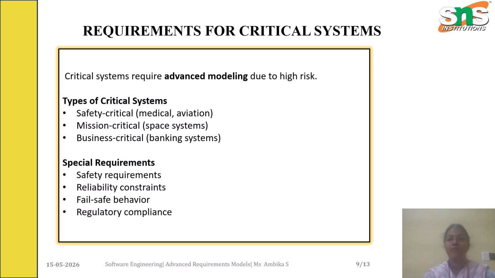Requirements for critical systems. The critical systems require advanced modeling due to their higher risk. Types of critical systems involve safety critical systems, for example medical and aviation systems; mission critical systems like space systems; and business critical systems like banking systems. The special requirements for these critical systems are safety requirements, reliability constraints, fail-safe behavior, and also regulatory compliance.